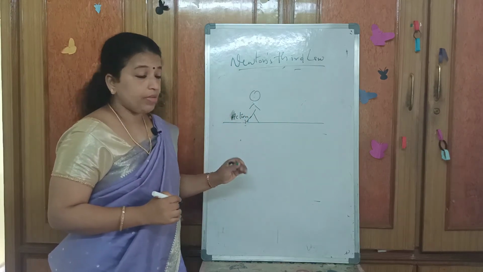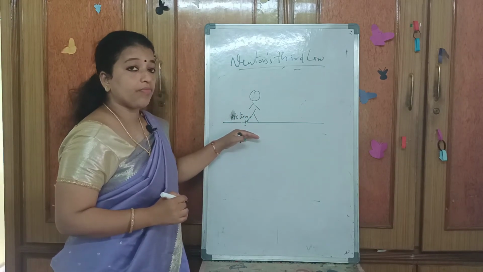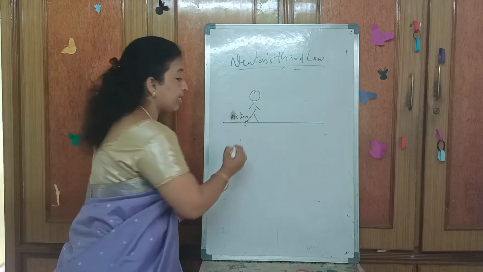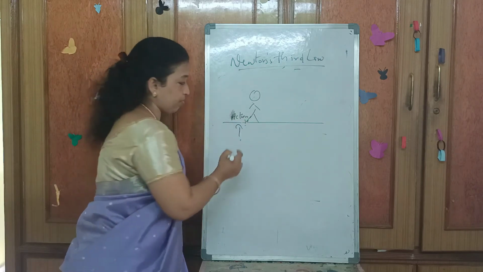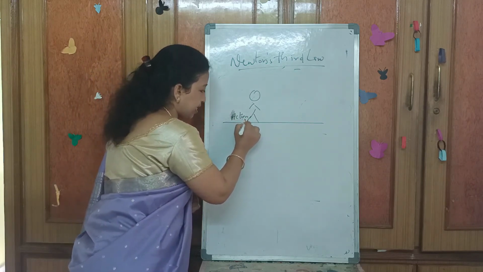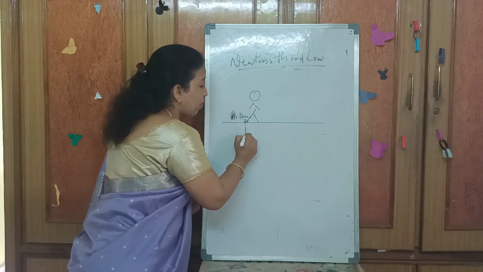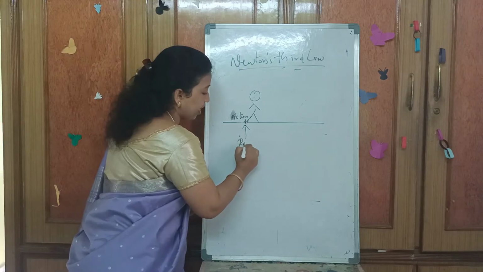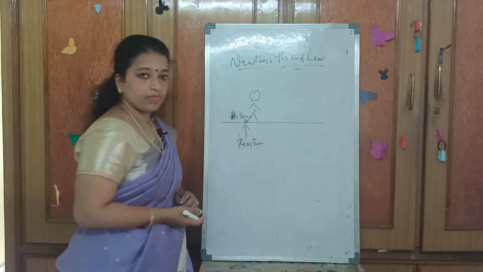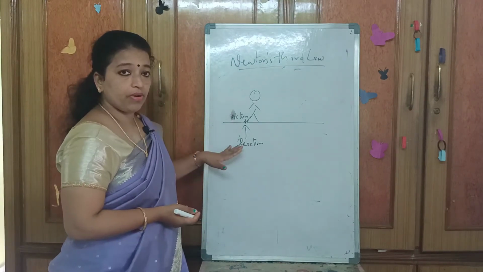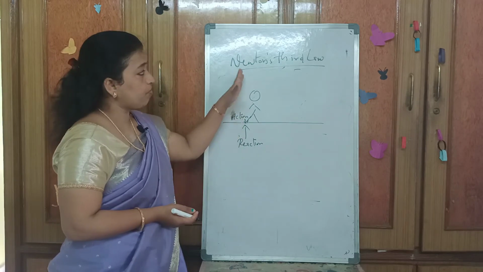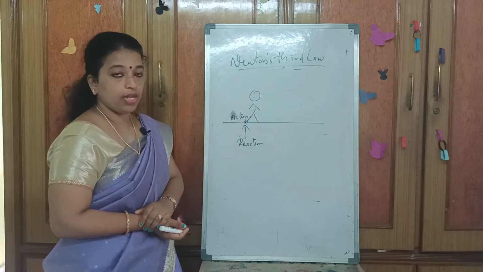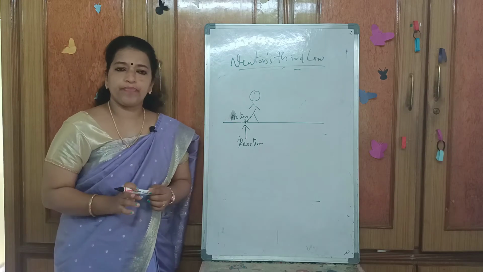At the same time, the ground also exerts some force on his feet. That is in the opposite direction, right? Here, the exerting in this direction means the ground exerts the force in the opposite direction. That is the reaction. So this is one example of an application of Newton's third law of motion. And another example.